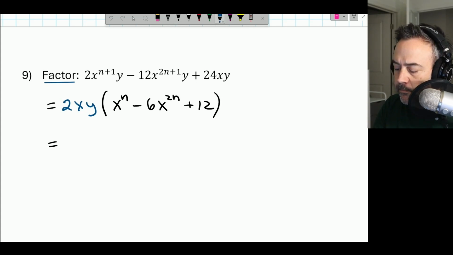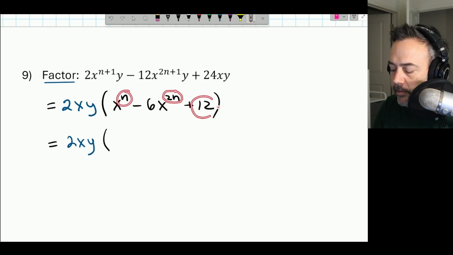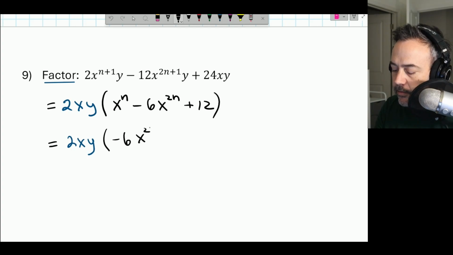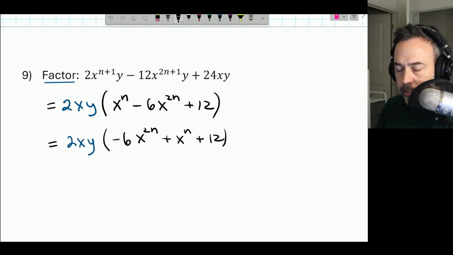Now, a couple ways to organize this. But if you notice, this is really a hidden quadratic term, and this is a hidden linear term, and this is a constant term. So I can rearrange this: negative 6x to the 2n plus x to the n plus 12. And now it's easier, whenever your leading coefficient is negative, you will make fewer minus sign errors if you pull that minus out to the front. So we're going to factor out minus 1.